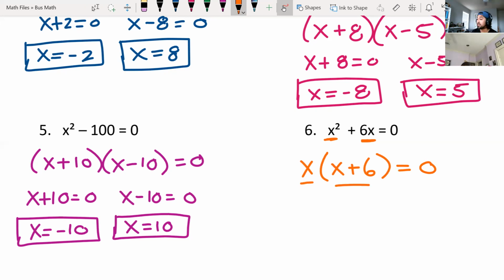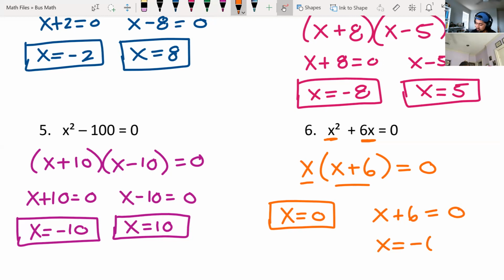So you'll set each of these equal to 0. The first one would be x equal to 0, and the next one would be x plus 6 equal to 0. Well, x equal to 0, that's already solved. Now for x plus 6 equal to 0, just subtract it over and done.